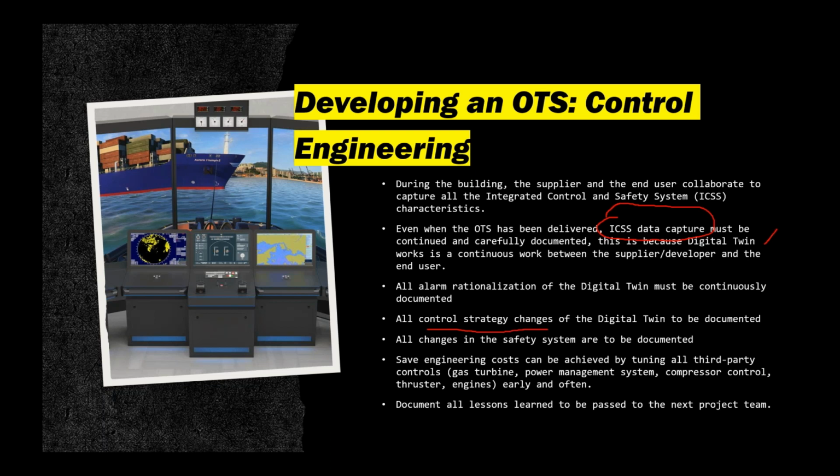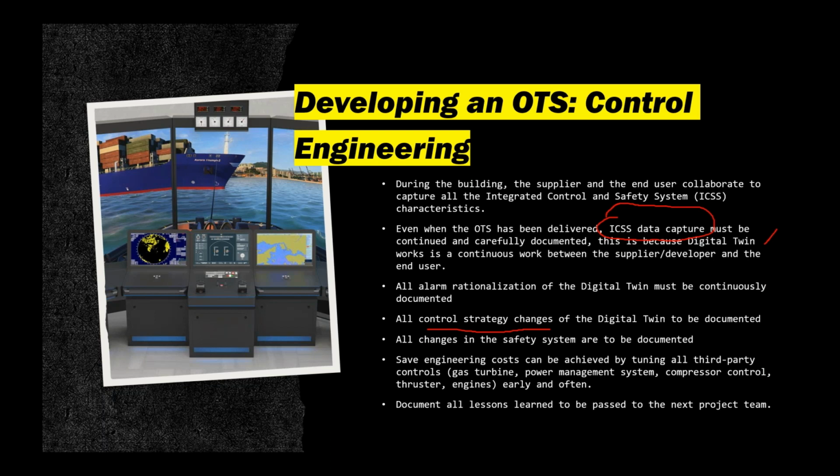All control strategy changes, because you are going to do a lot of maintenance. You're going to change a lot of things, probably because of the turnaround. The digital twin needs to be synchronized with your real machine. All the changes in the safety system need to be documented. And you're going to notice, you are going to save a lot of engineering costs by tuning.